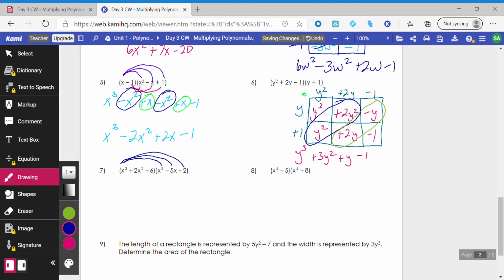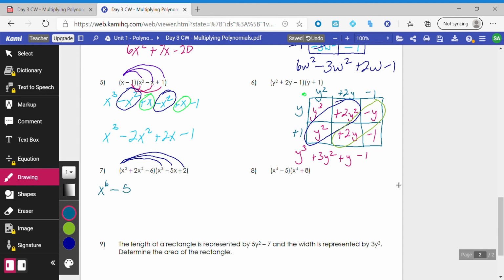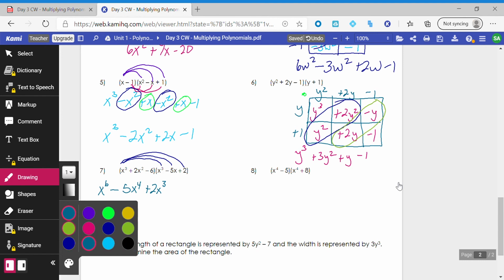So x cubed times x cubed. Same bases, we add our exponents. So x to the 6th. X cubed times the negative 5x. Well, we have minus 5. Add our exponents. 3 plus 1 gives me 4. And then x cubed times positive 2. I just put the letter and the number together. So plus 2x cubed. Once I'm done with that, I distribute the 2x squared.